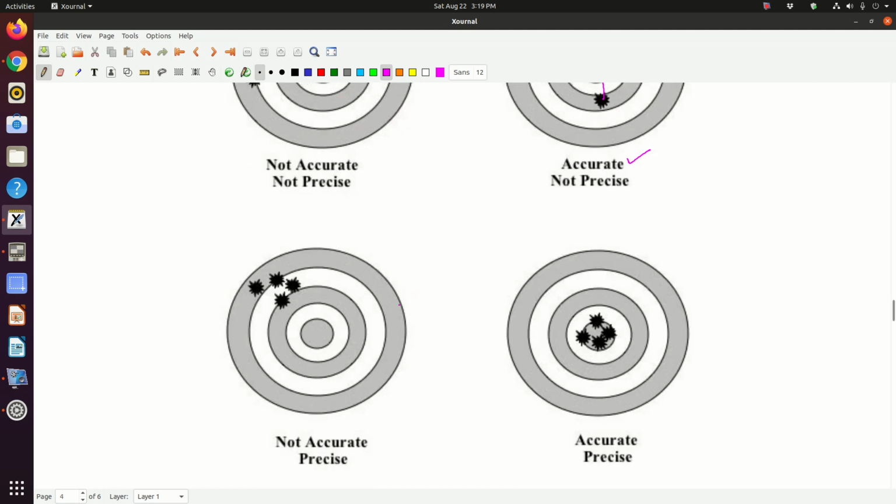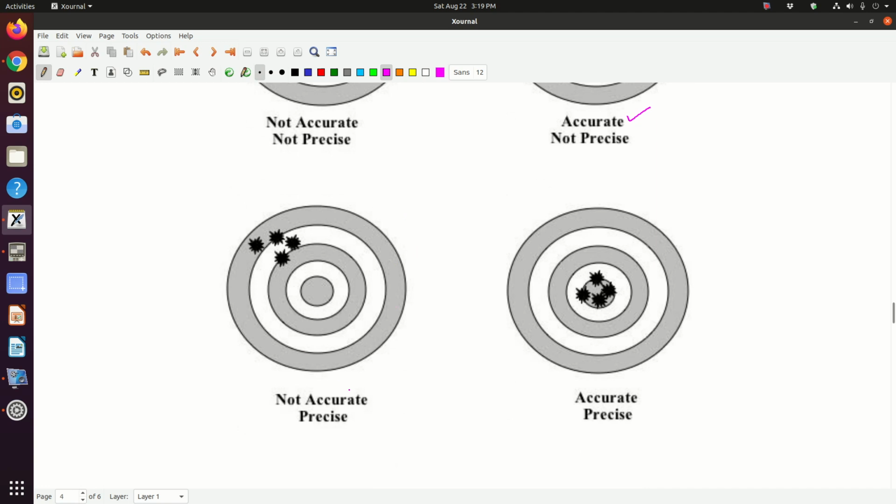This third one is not accurate, but it's precise. Well, remember, precision is how repeatable. These are very repeatable values. This is like doing a math problem and getting the same answer over and over again, even though it's the wrong answer. You keep getting the wrong answer. You may have been precise, but you're not correct. And this one is both accurate and precise, and that's easy to see. The average is right in the middle of the bullseye.